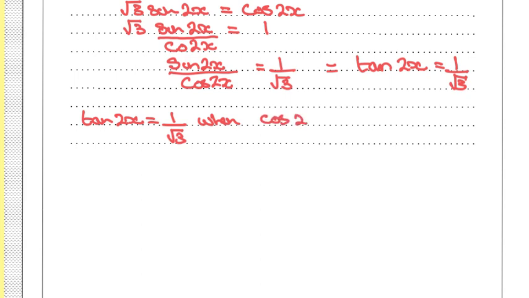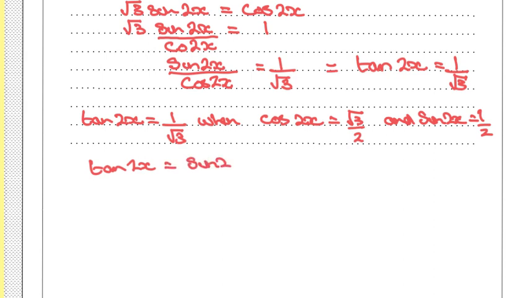Using the unit circle, tan 2x is equal to 1 over root 3 when cos 2x equals root 3 over 2 and sine 2x equals a half, because tan 2x is equal to sine 2x over cos 2x, which is equal to a half over root 3 over 2, which is equal to 1 over root 3.